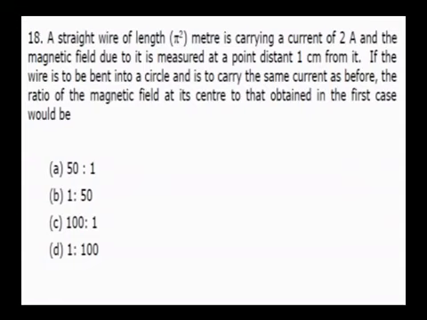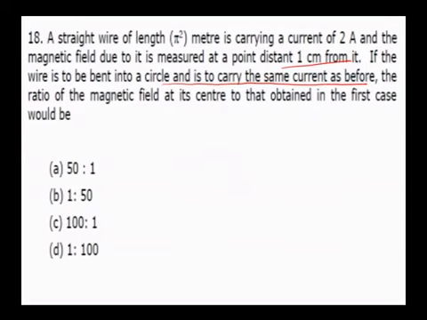Here pi square approximately, you can take 10 meter. Okay, a wire carrying a current of 2 ampere, and the magnetic field is measured at a distance of 1 centimeter from it. If the wire is bent into a circle and is to carry the same current as before, the ratio of the magnetic field at its center to that obtained in the first case should be what?